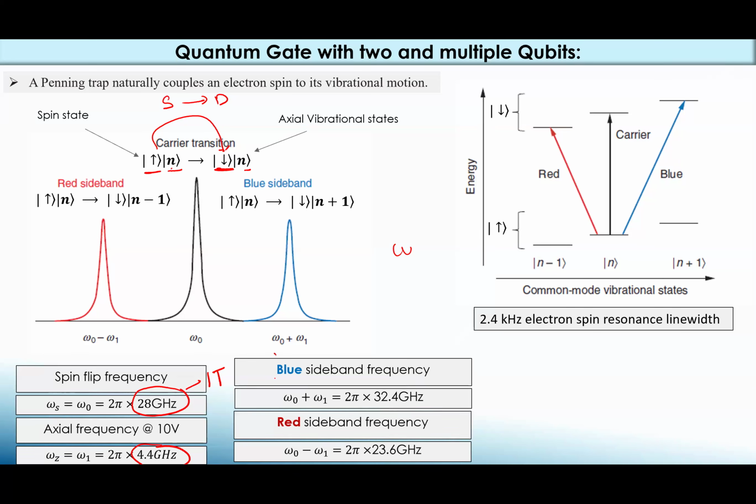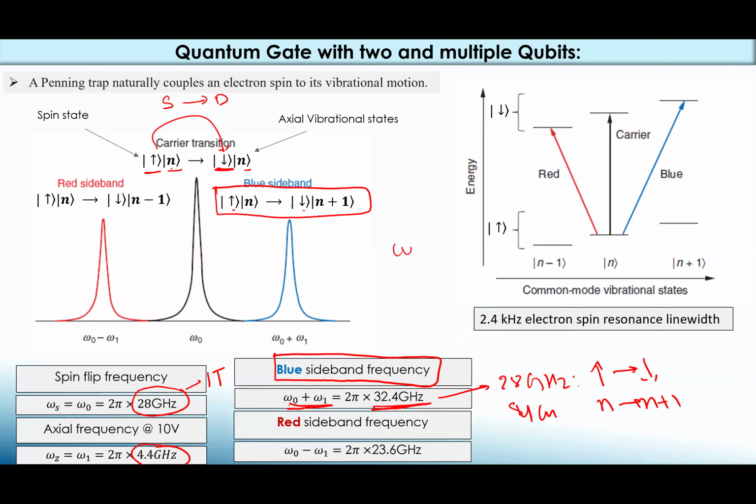Now again, the same logic. If I go for the blue sideband, it means you are shining omega 1 plus omega naught, which means 32 gigahertz. Out of this, 28 gigahertz will be used to flip the spin, and 4 gigahertz will take N to N plus 1. So this is what you can see here.